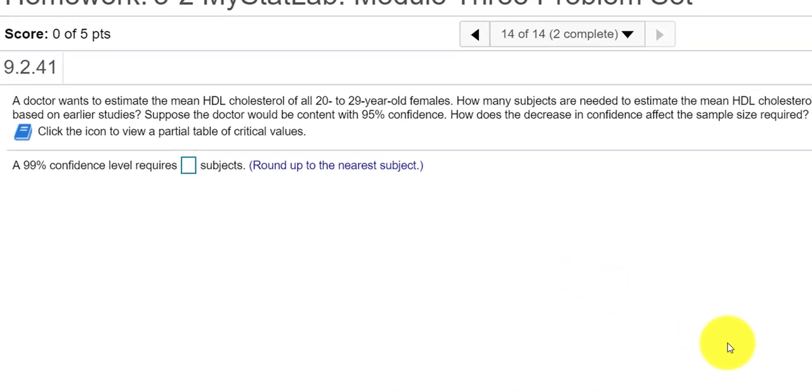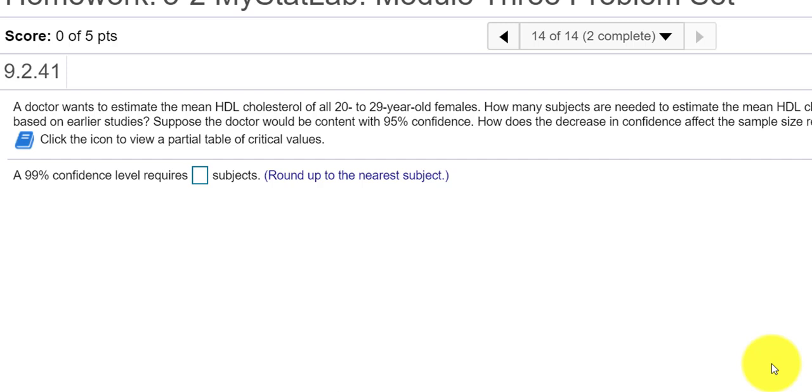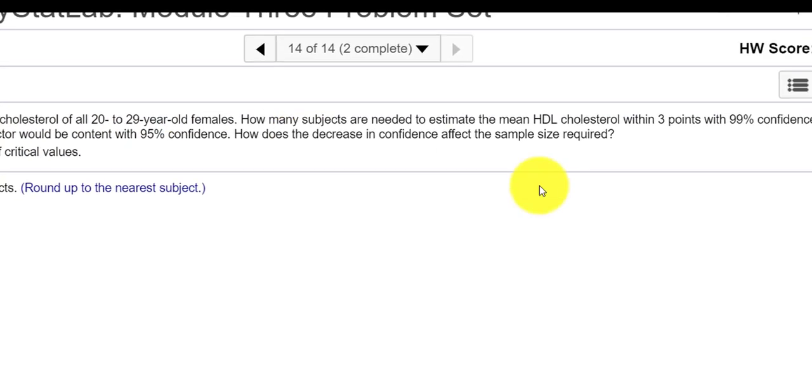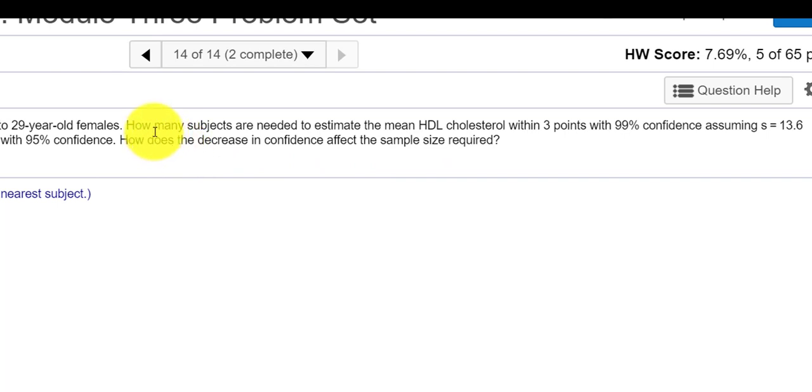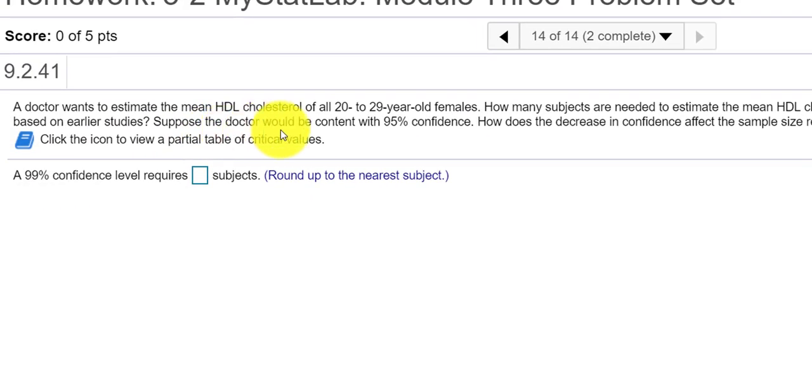Okay, I'd like to create a video to help you with problem number 14 from your homework assignment. It looks like a doctor wants to estimate the mean HDL cholesterol for 20 to 29-year-old females, and we're looking for a sample size, N. How many subjects are needed to estimate the mean within 3 points with 99% confidence, assuming S equals 13.6? And then they ask us to redo it, but with 95% confidence.